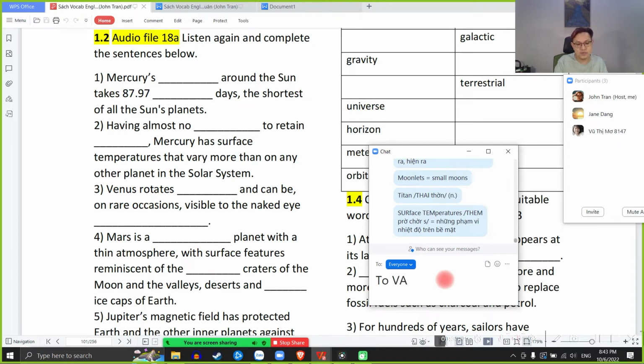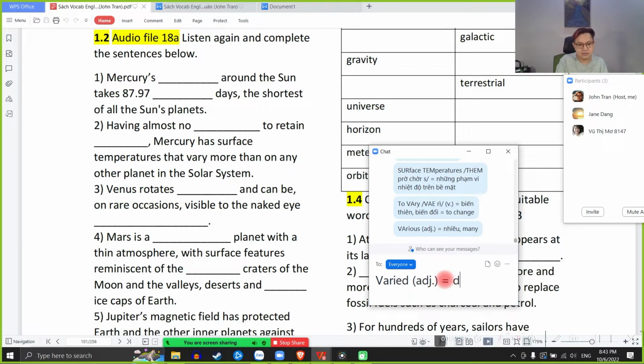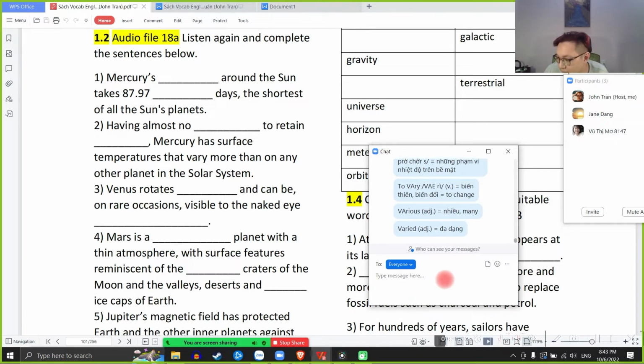So we have the verb to vary. To vary, biến thiên, biến đổi. So it means to change. So you have a lot of words related. We have the word various, nhiều, so many something, various, biến đổi, biến thiên, various là nhiều. So varied, đa dạng. So these words are related, những cái từ nó liên quan.